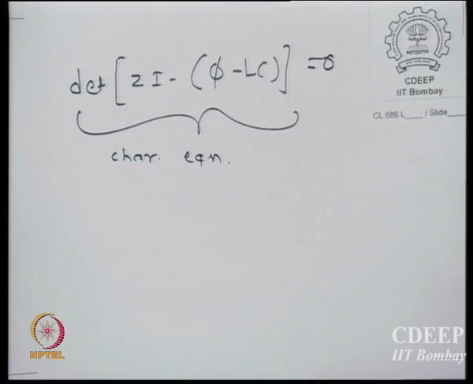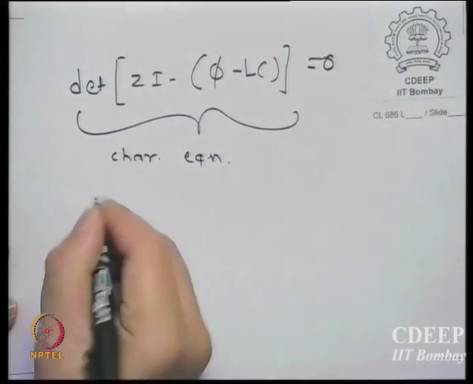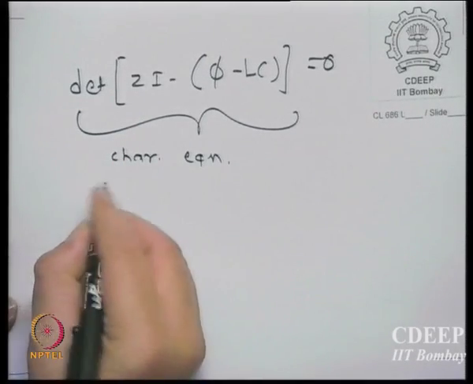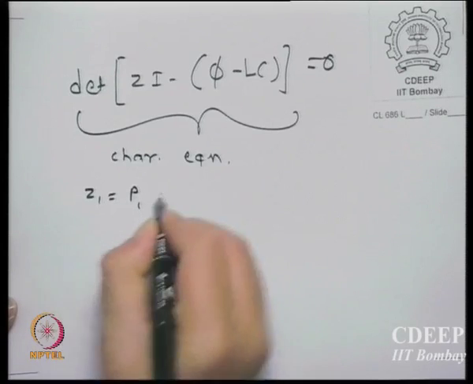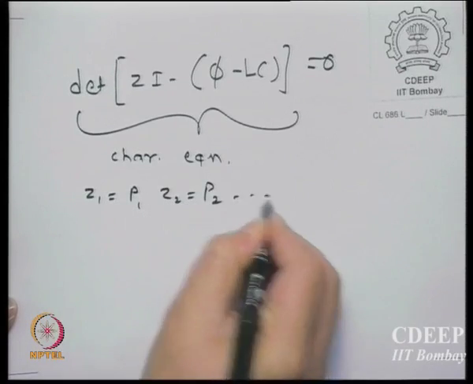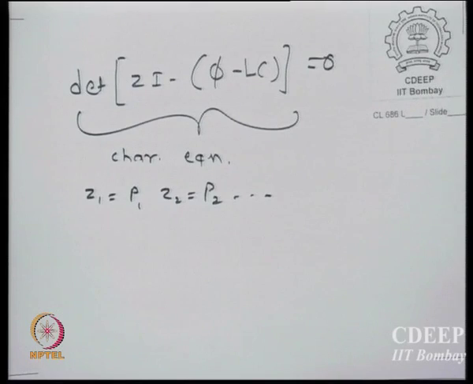How many roots can I specify? I can specify only n roots. This is an nth order polynomial. So let's say the roots of this are at z1 equal to p1, z2 equal to p2, and so on. I am going to give some pole locations, say 0.5, 0.5, 0.5, the simplest choice. Neither 0 nor 1, somewhere in between. I have given this choice.